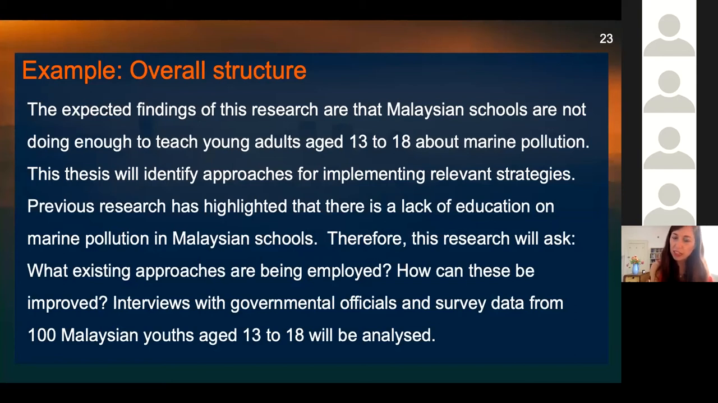The expected findings of this research are that Malaysian schools are not doing enough to teach young adults aged 13 to 18 about marine pollution. This thesis will identify approaches for implementing relevant strategies. Previous research has highlighted that there is a lack of education on marine pollution in Malaysian schools. Therefore, this research will ask what existing approaches are being employed, how can these be improved? Interviews with governmental officials and survey data from 100 Malaysian youths aged 13 to 18 will be analysed.